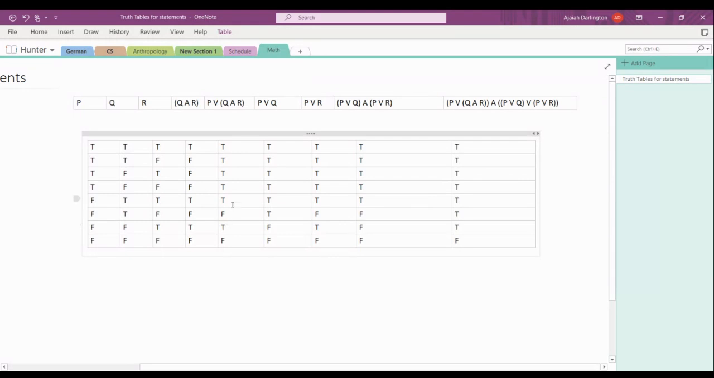Does anybody see where the mistake is? Let's see. Q and R. Okay, I think the mistake is in Q and R. Q and R is the fourth one. Oh, that's right. Q and R, the second to the last. Do you see it, Ajaya? Oh yeah, F and T. P is false, right? That's false. That has to be false.